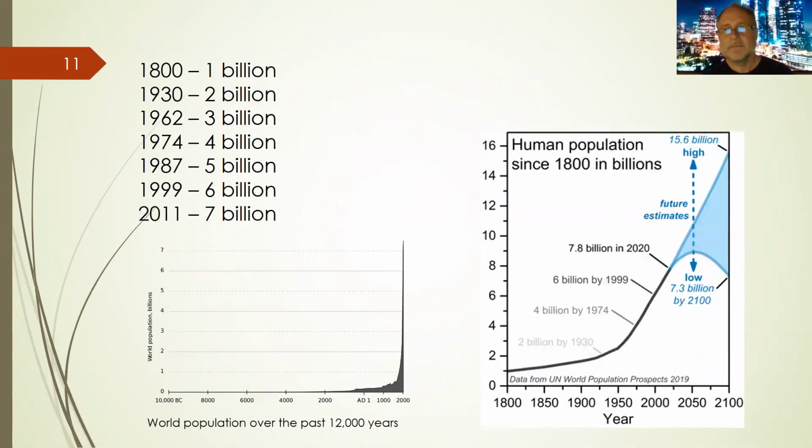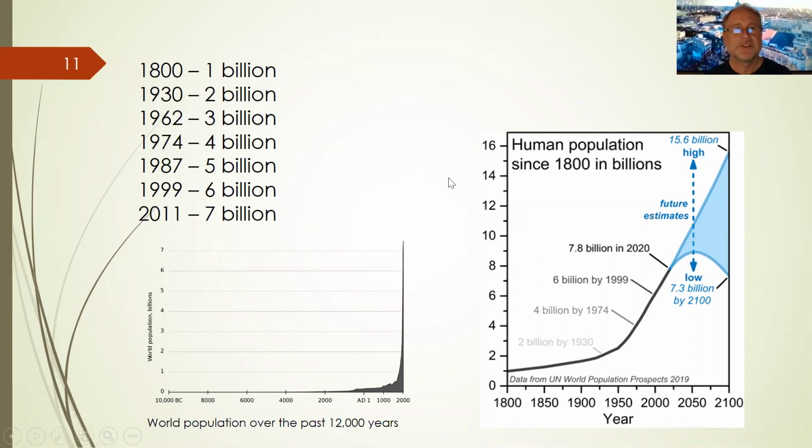Let's look at population growth across many years. It took from the beginning of time up until the year 1800 for there to be 1 billion people living on Earth all at one time. That was a very, very, very long period of time. And then it only took about 130 years for us to get to 2 billion people living on the planet all at one time.